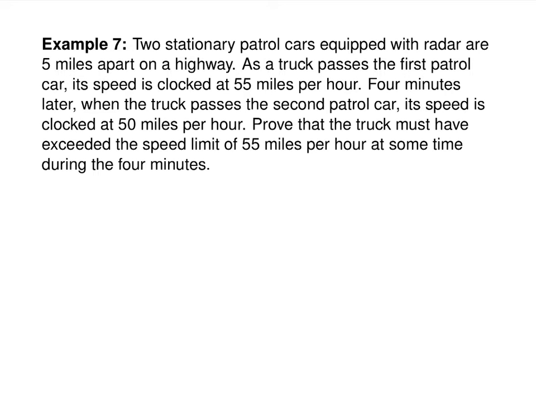So 2 patrol cars have radar, and they're 5 miles apart on a highway. A truck passes, as the truck goes past the first cop, his speed is 55 miles an hour. And 4 minutes later, when the truck passes the second patrol car, its speed is 50 miles per hour. Can you prove that the truck was speeding or not speeding during the interval?